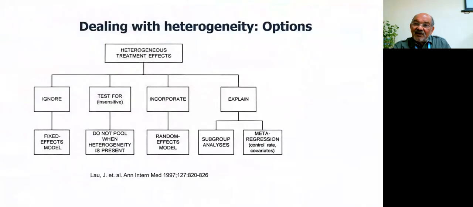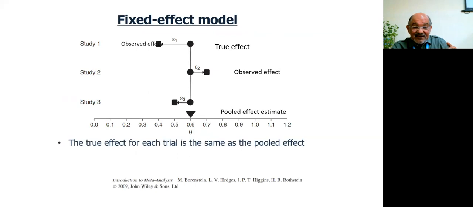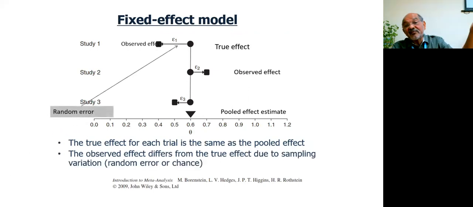So what are the ways we can deal with it? If your p-value is less than 0.1 and the confidence intervals don't overlap, but your I-square is only 25% or less, that means 75% of this is actually chance. Only 25% exceeds chance. You can assume that the drug is working in a fixed way, and that is just random error. So that's called a fixed effect model, which basically tells you the true effect for each trial is actually the same as the pooled effect. That's the true effect, but you're getting these variations because of random error or chance. That's the assumption of a fixed effect model.